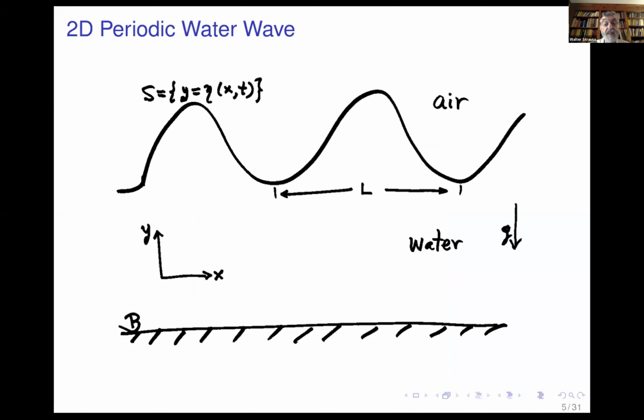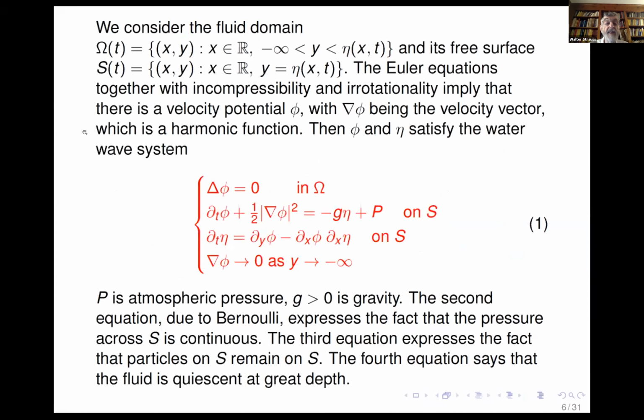So here's just a sketch of the 2D water wave. The surface is given by a function eta, and you have a flat bottom, and it's periodic. The Stokes wave is a periodic wave, so the period here is L. And here it is precisely, the model I'm talking about.